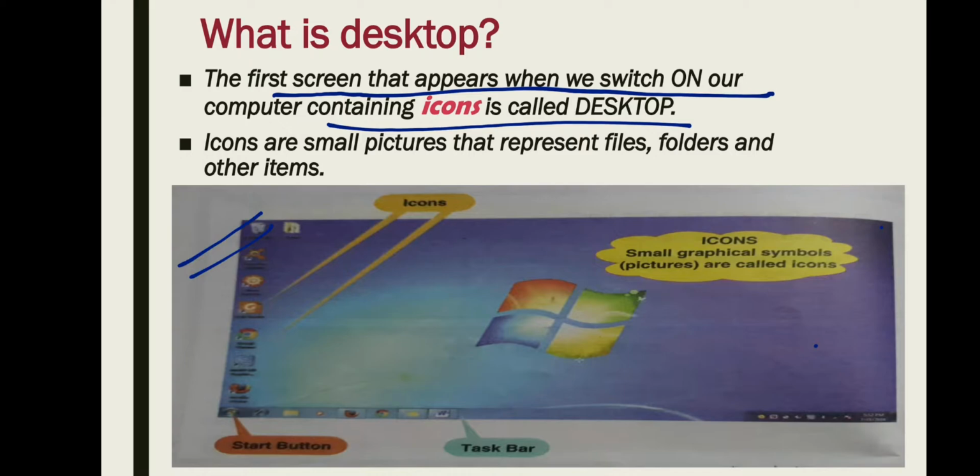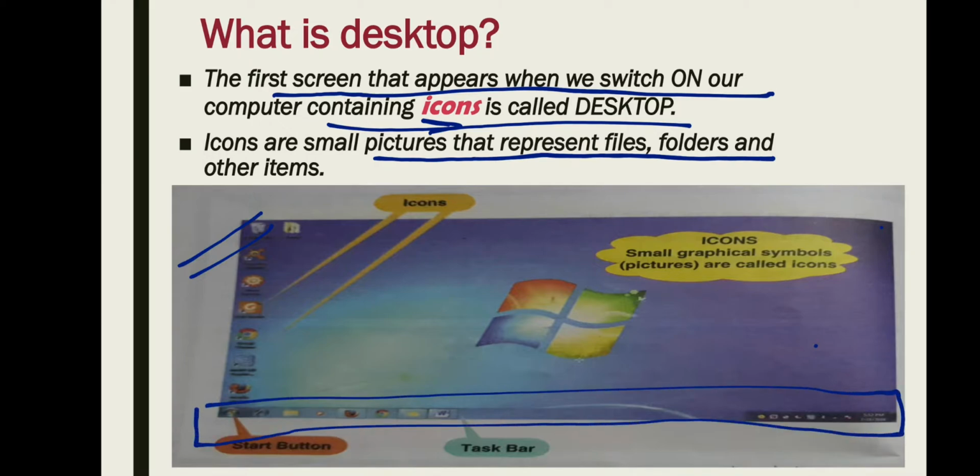Now the desktop contains icons. Now what are icons? The question arises, what does it mean? Icon means small pictures that represent files, folders and other items. On the desktop, we have a long horizontal bar at the bottom. This is known as the taskbar. On the taskbar, we have a start button which is present at the bottom left corner of the taskbar.